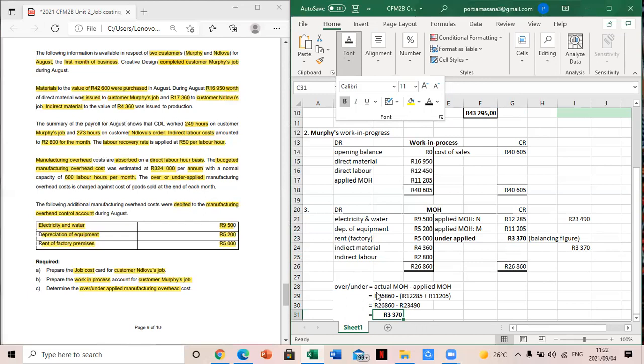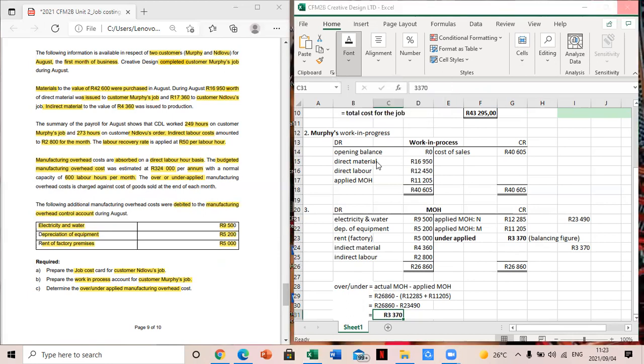So how it makes sense to me is that I always say actual minus applied. If I subtract the applied from the actual and then I get a negative amount, then I know that it is over applied because my applied is more than my actual. But if I subtract the applied from the actual and then it gives me a positive amount, then I'll know that my actual is bigger, meaning that it's under applied. So in this case, it's a positive amount, meaning that we have under applied. Thank you. I hope that makes sense.